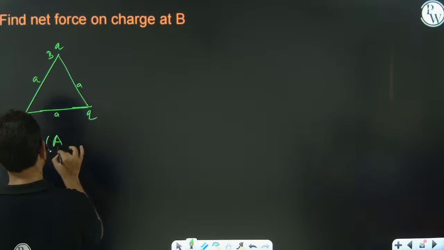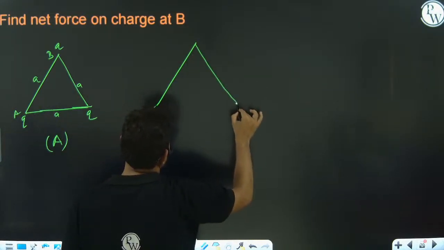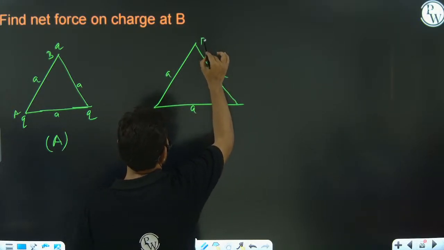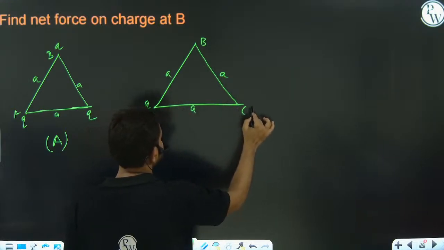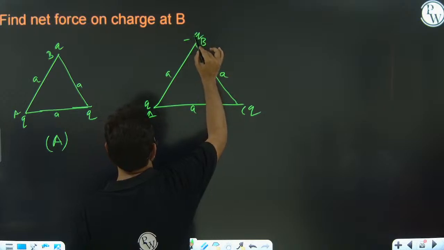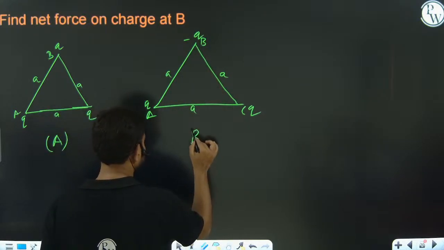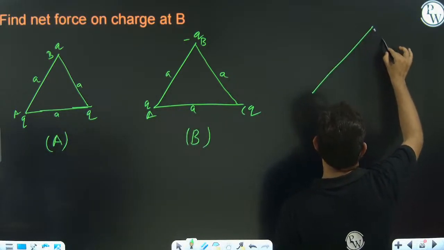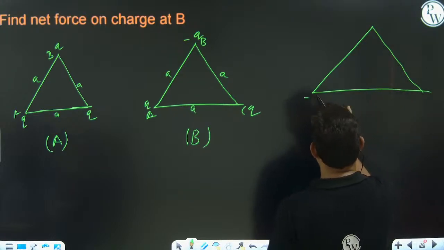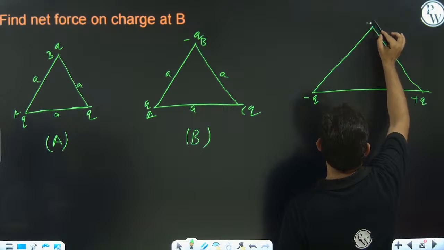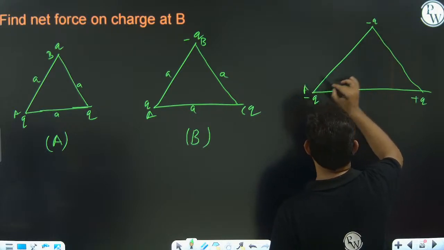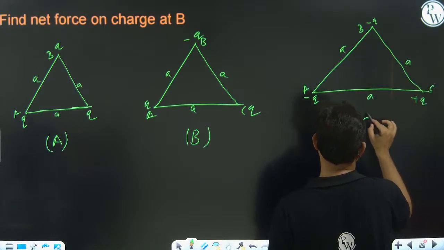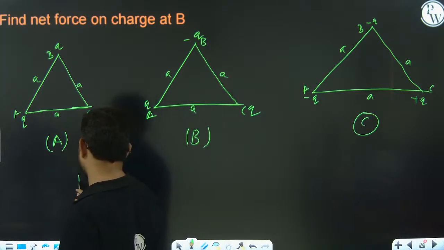This is question number A. Side A, A, A, and A, B, C. This is Q. This is also Q, but this is minus Q. This is the question number B. Third question is when this is minus Q, this is plus Q, this is minus Q, A, B, C, equilateral triangle, question number C. All in the homework.